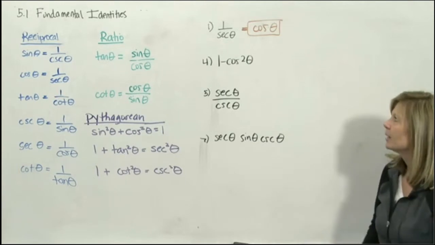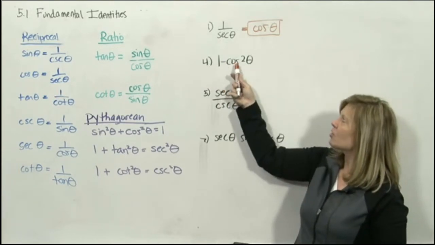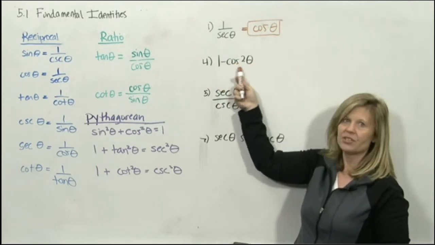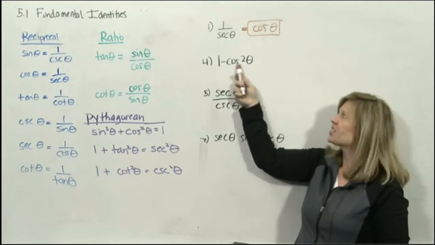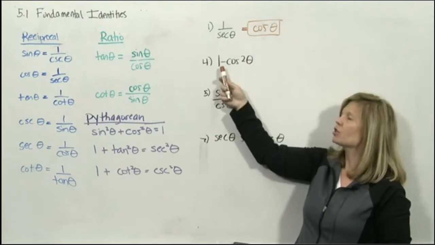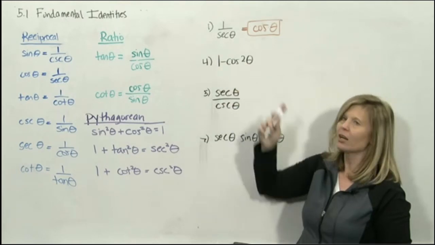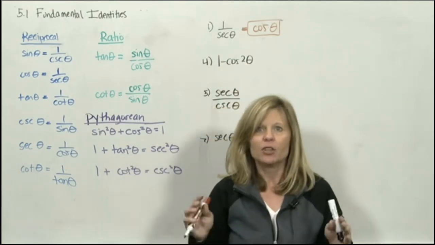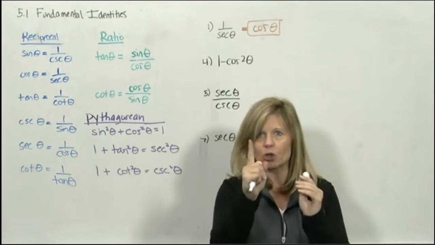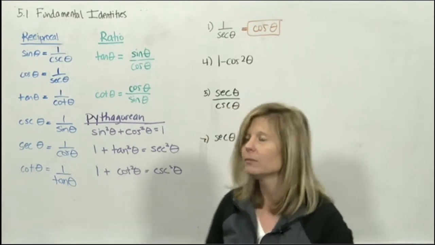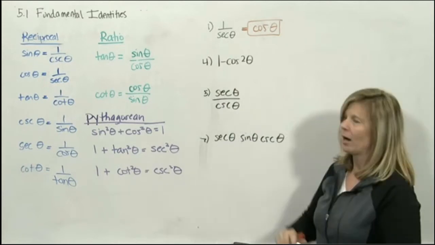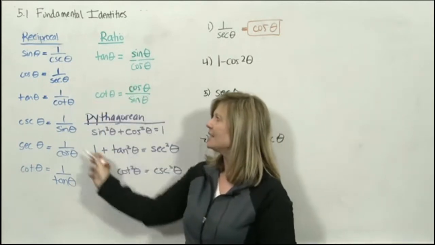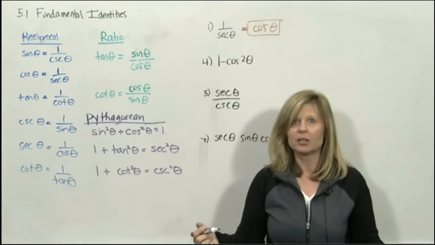Okay, next. I have 1 minus cosine squared theta. This is my expression. This is not in simplest terms because there are 2 pieces. There's a 1 and a cosine squared theta. So this is not simplified. The goal is to see if we could rewrite this as one term, a monomial. Well, it's got a 1 and a square. So first of all, out of our 11 identities, where would we be looking?